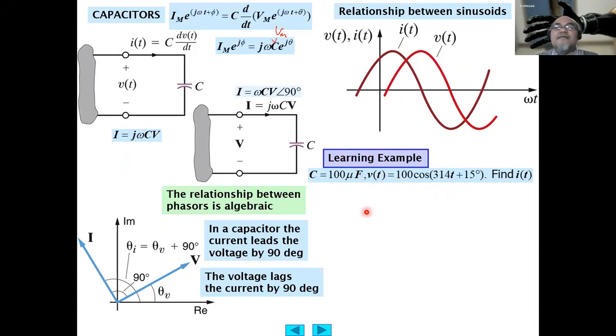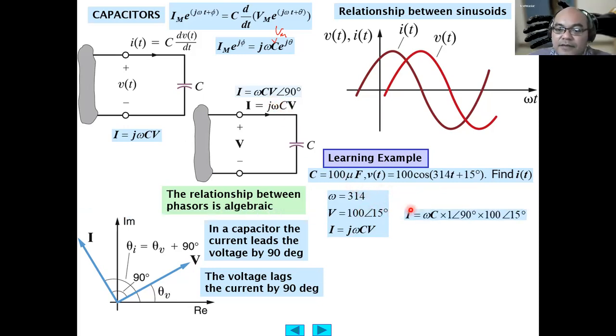Find the current. So omega is 314, the voltage magnitude is 100, and the phase is 15 degrees. Current equals j omega CV. So it equals omega C times the angle 90 degrees times the voltage 100 at 15 degrees. So here we see that the phase angle of the current becomes 90 plus 15, or 105 degrees.